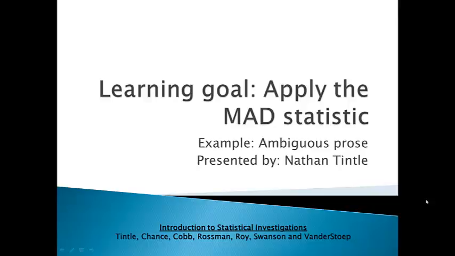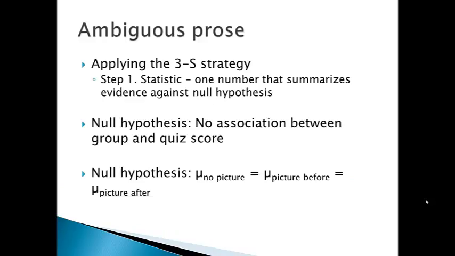In this Learning Goal video, we will discuss how to apply the MAD statistic when comparing multiple group means. We will use the ambiguous prose data set to talk about this learning goal. The first step when applying the 3S strategy is to compute the statistic. That is a single number that summarizes the evidence against the null hypothesis. In this case, the null hypothesis is no association between the group you're in and your quiz score. In other words, that the average quiz score is the same in the three groups.